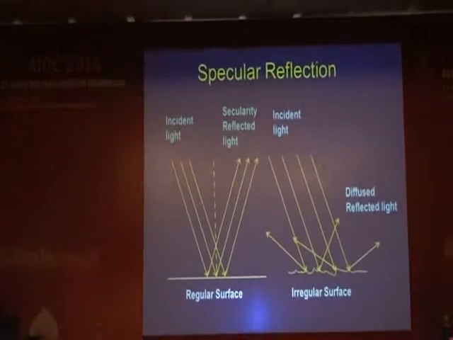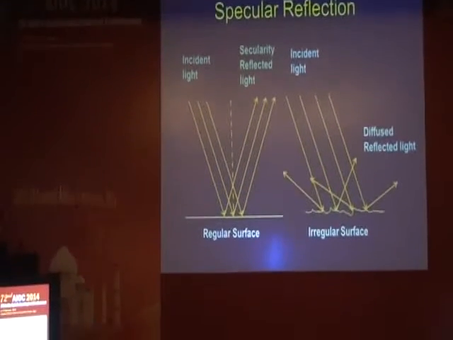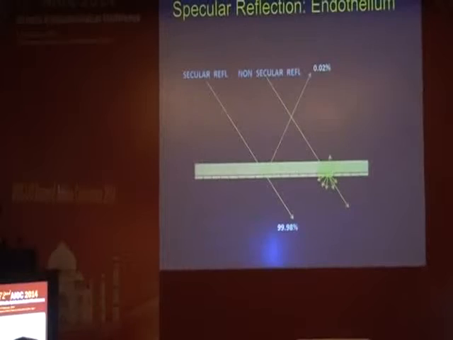Specular microscopy, like endothelial cell photography, is based on the simple principle of specular reflection. In specular reflection, basically, it's very simple that the angle of incidence and the angle of reflection are equal once the light is reflected from a regular surface. The same thing does not happen if the surface is irregular.